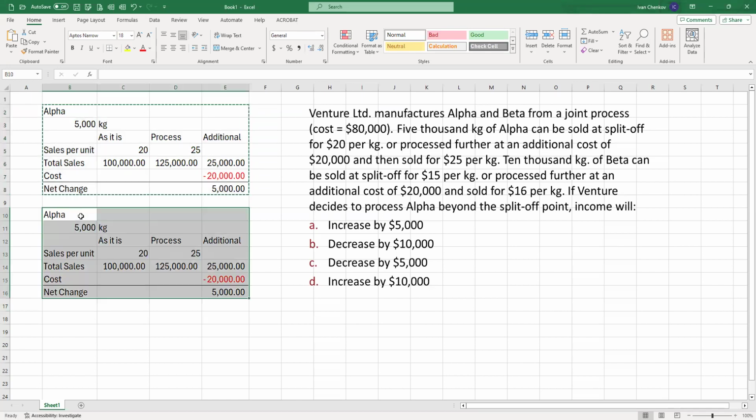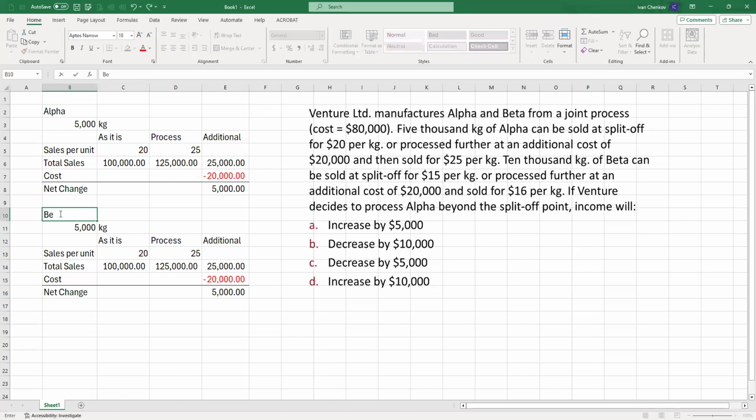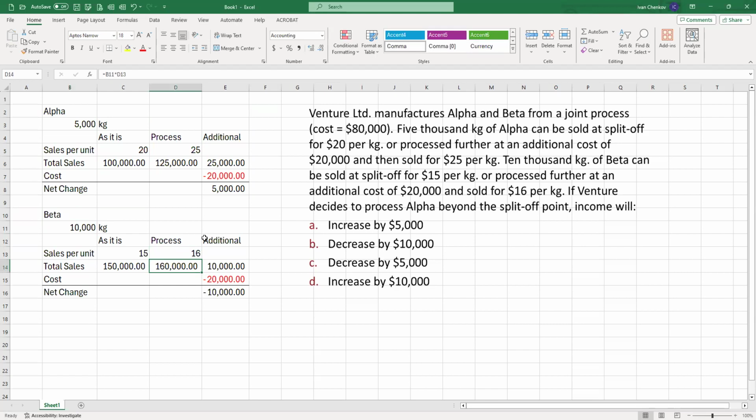Let's do this for beta. Let's see how the beta does. On the beta, how many kilograms do we have? 10,000. Correct? Yes, Professor. But on the beta, we can sell it as it is at $15, or we can process it further at $16, correct? Yes, Professor. So we're going to get an additional $10,000, but it's going to cost us $20,000. Okay. Shall we go with this?